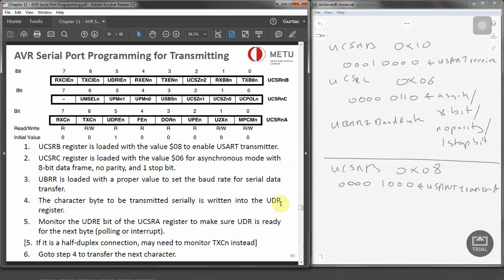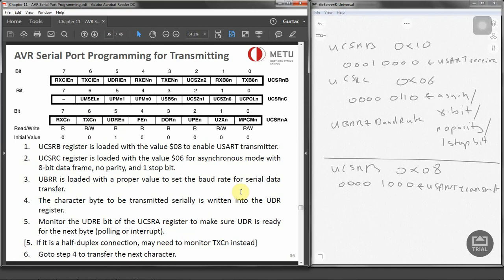So we have to load the UDR and then monitor the UDRE bit of UCSRA to make sure that UDR is ready for the next byte. This can also be done with polling or interrupts. And if it's a half duplex connection, we may need to monitor TXC as well, the transmit complete flag.